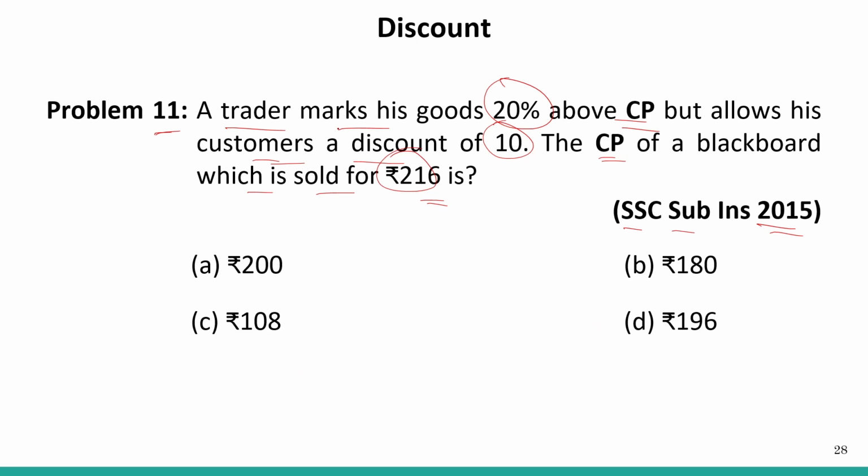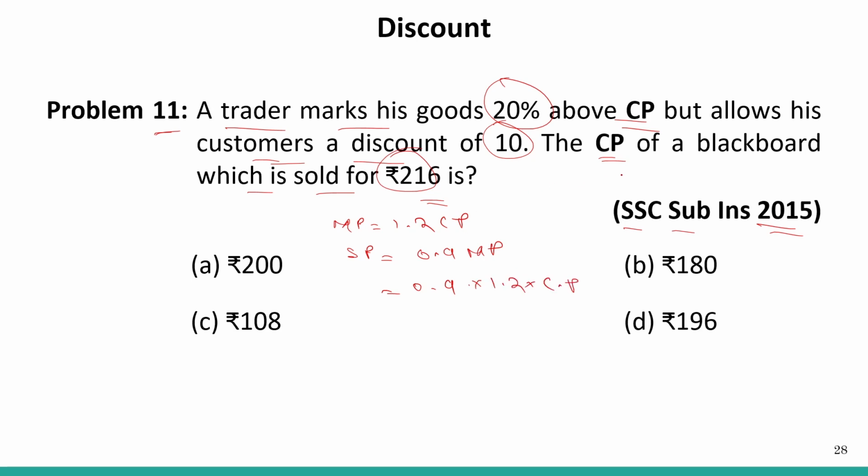Okay. So it marks its goods at 20% above the CP. So MP is equal to 1.2 CP, because it marks its goods 20% above the CP, but allows his customers a discount of 10%. Okay. So after 10% discount, SP is equal to what? 0.9 of MP. That is equal to 0.9 of CP into MP, that is 1.2 CP, right?